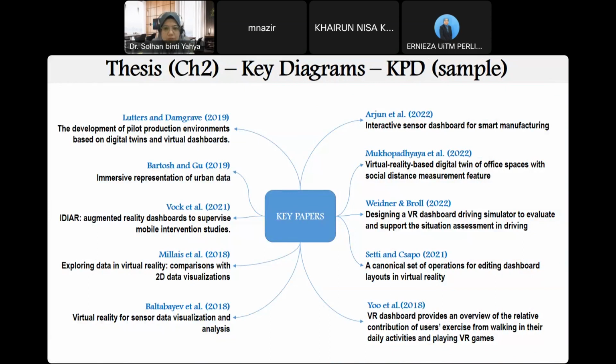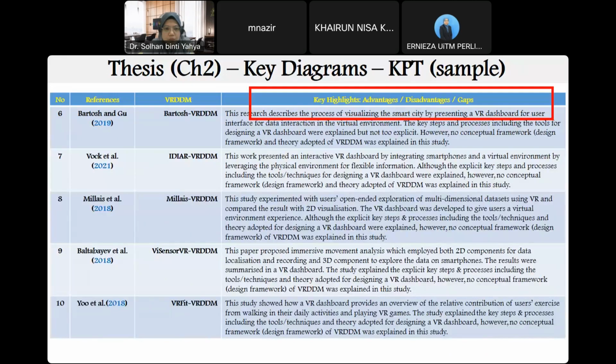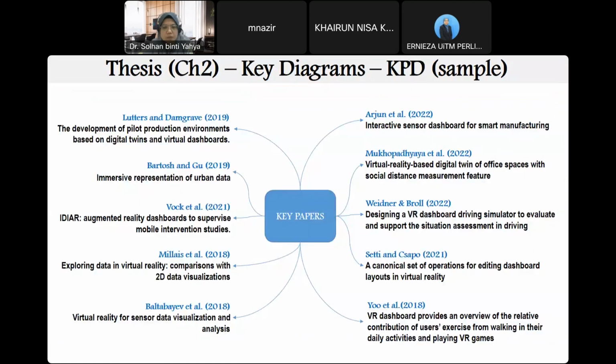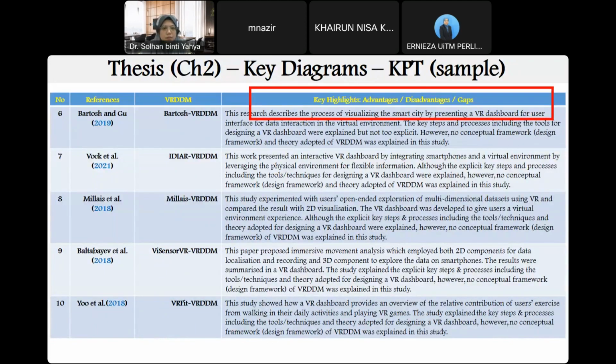if the student cannot show the key paper diagram like this, or in a table like this, highlighting the gap, or the student does not find any key paper regarding the thesis, that's problematic, right? It's problematic, right? So this is chapter 2. In chapter 2, the key paper diagram is a must, okay? All right. And then you have a table about the key paper diagram, highlighting the gap.